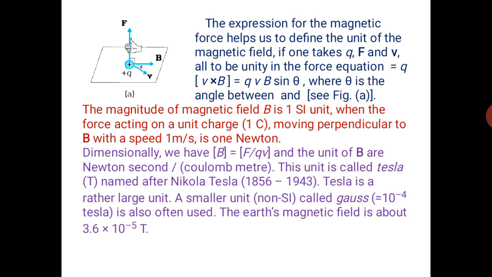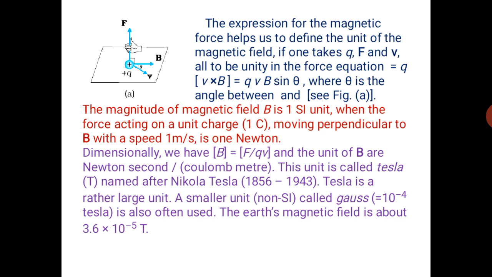So dimensionally, B equals F divided by QV. Therefore, the unit of B is Newton second per coulomb meter. This unit is called Tesla. Tesla is the SI unit of magnetic field. If the force experienced by a unit charge moving with unit velocity perpendicular to the field is 1 Newton, then we can say that the field is 1 Tesla.